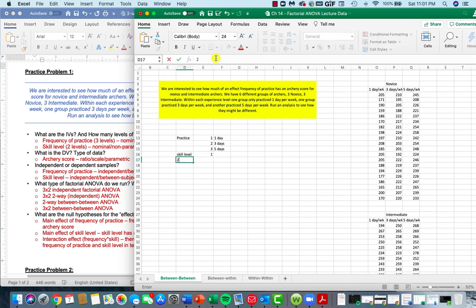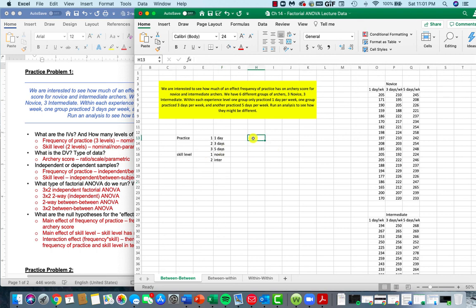Alright, so we could also label these 1 and 2. This would be novice, and we would have intermediate. I'll just put enter. Okay, so 2 different sets of labels. Each value, again, isn't a numerical quantity, but rather it represents a label, a numerical label.